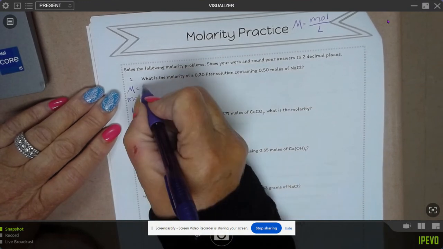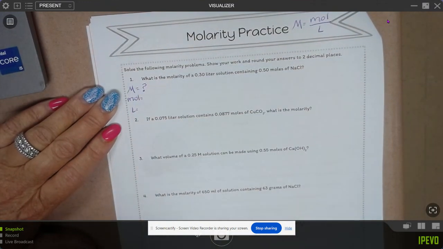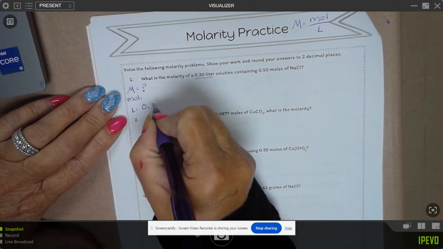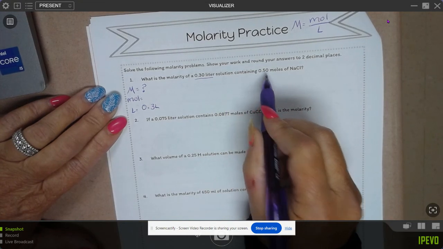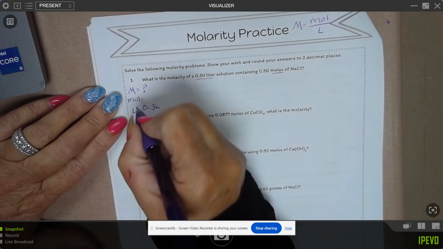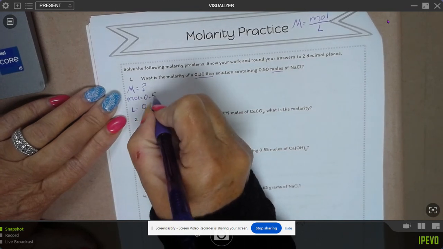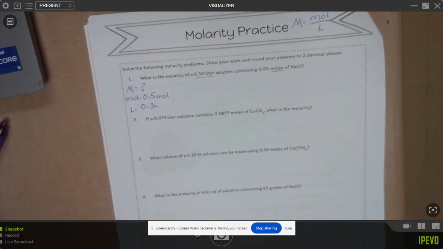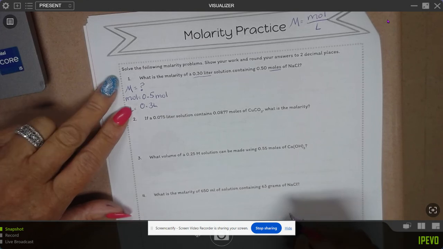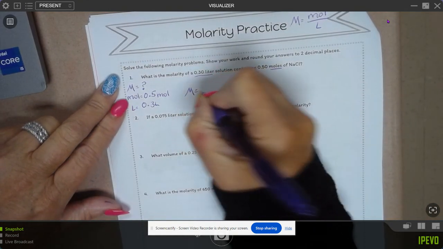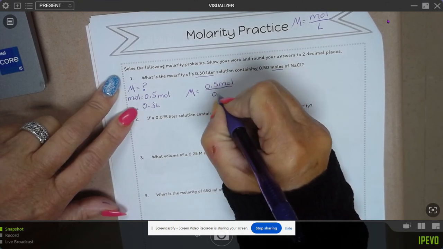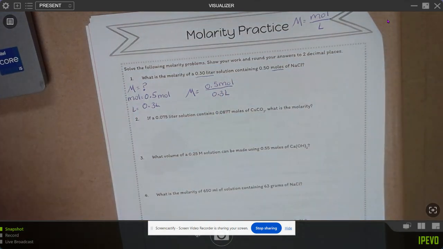What is the molarity? So this tells me right off the bat that I'm looking for molarity of a 0.3 liter, so that's my liters, 0.3 liter solution containing 0.5 moles of NaCl. So this one has two of the three variables, so we're good to plug things into our equation and solve. Molarity is going to be equal to 0.5 moles over 0.3 liters.